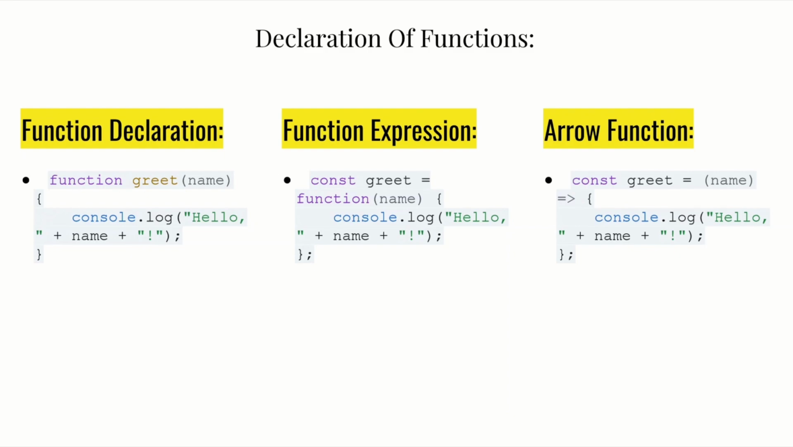In function expression, we need to use the keyword const and the function name, and this must be equal to function, and inside the function we need to write the arguments, and it is the same as writing the specific code inside the curly braces. And next, the arrow function. In this, it is as above, but we do not use the keyword function. Instead of that, we use an arrow.